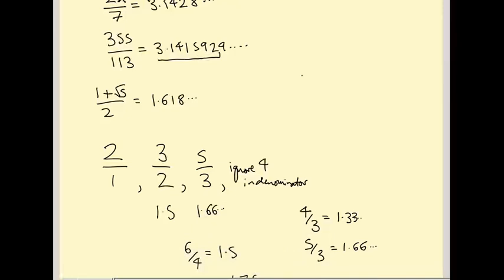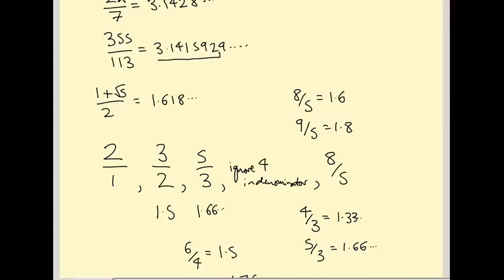Well, 8/5 is 1.6, and that's pretty close. 9/5 would be 1.8. Okay, that's no good. That's much further away than, say, 1.666. But actually, this 8/5 is definitely closer than 5/3. It's closer to 1.618. So this is another best rational approximation, 8/5. Best amongst all the numbers we've seen so far.